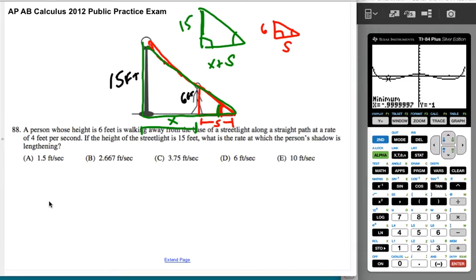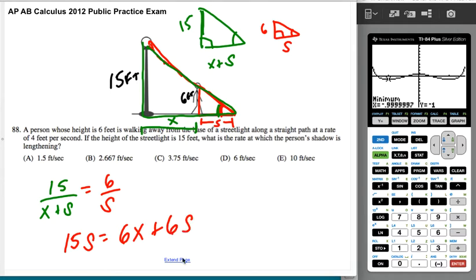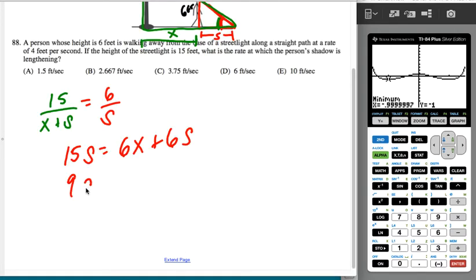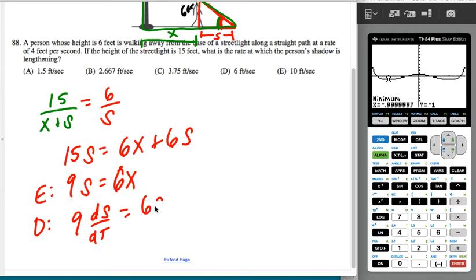So what similarity means is that 15 is to x plus s, and my s's always look like 5s, which I hate, but it is what it is. That's equal to 6 over s, which means I can cross multiply and clean this up. I can say 15s equals 6x plus 6s, or 9s equals 6x, right? Meaning, if I differentiate my equation, 9 ds/dt, the rate at which the shadow is lengthening, equals 6 dx/dt.